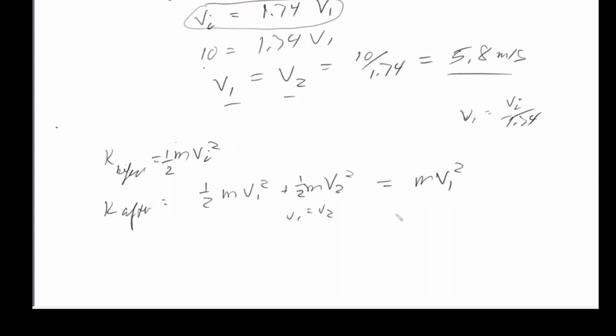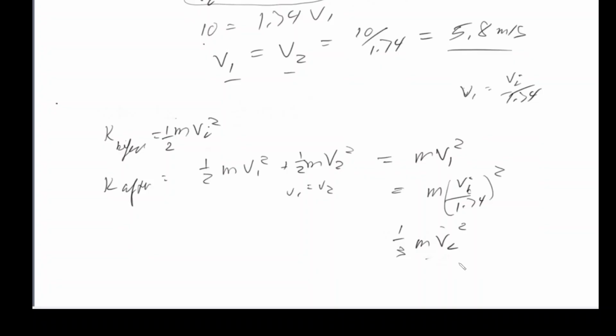If we substitute that in here, we get mass times V initial over 1.74 squared, which is equal to V initial squared over 3.0. And this becomes 1/3 mV initial squared.